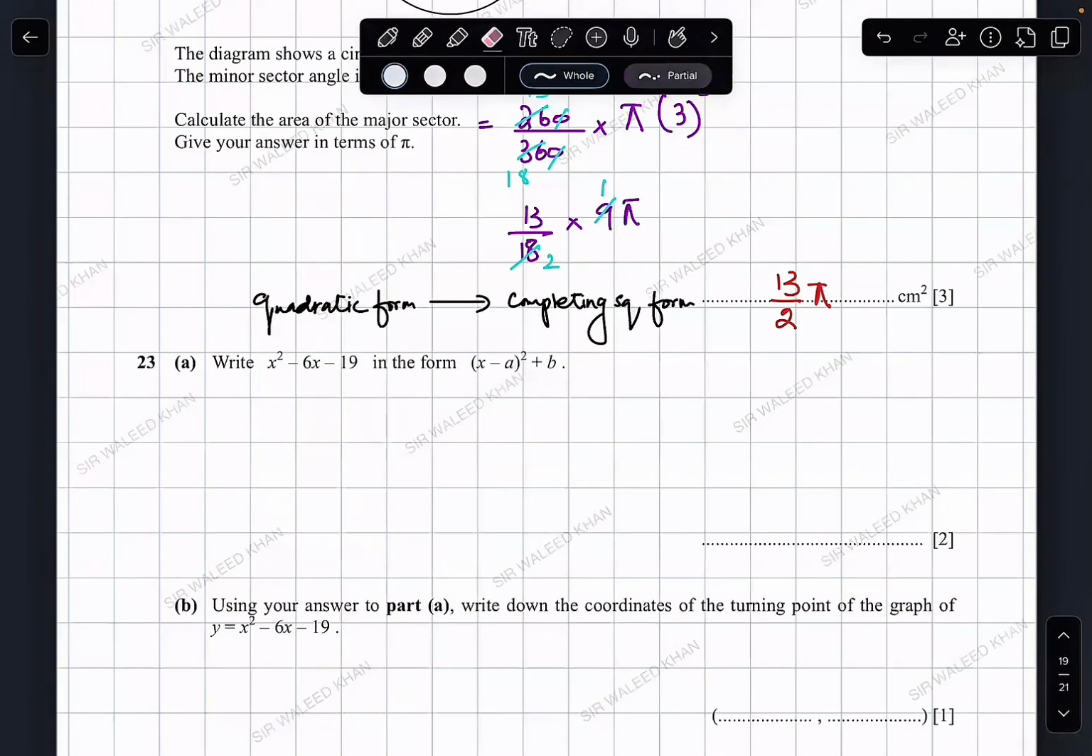For that, we have some steps to follow. The first thing you have to do is divide this by 2. This is 3, the coefficient of x divided by 2, then square this. Okay, so just write it as 3 square and add it back like this.